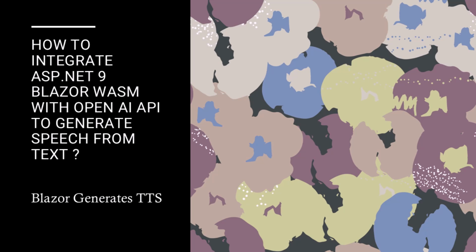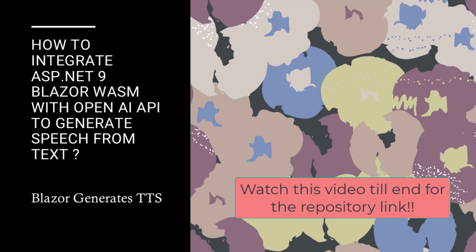Today we are extending our Blazor AI-powered application by adding text-to-speech functionality using OpenAI's API. If you have been following along, we have already got prompt-to-text and prompt-to-image working in our OpenAI Blazor app solution. Now let's bring AI-generated speech into the mix.